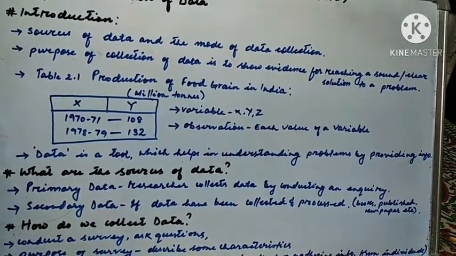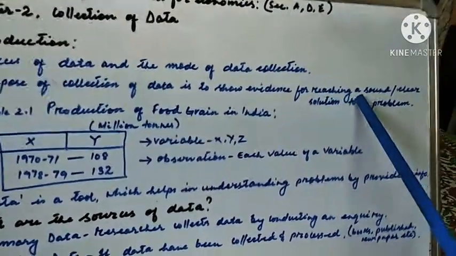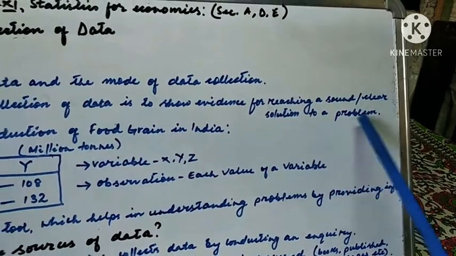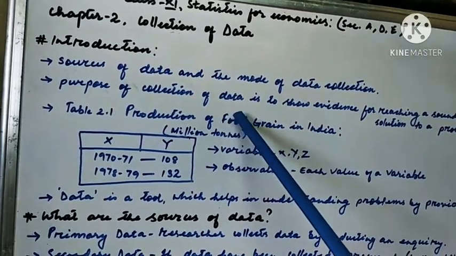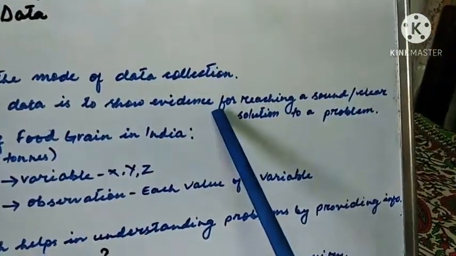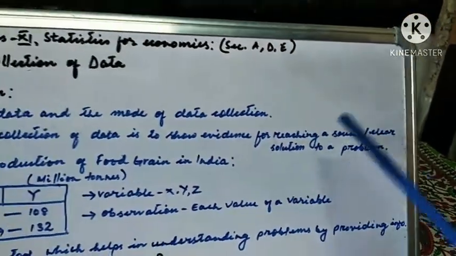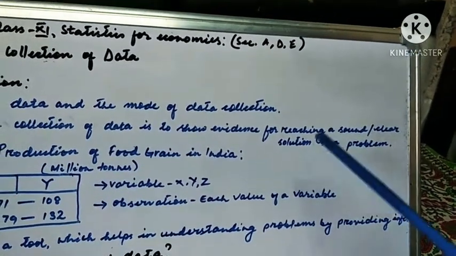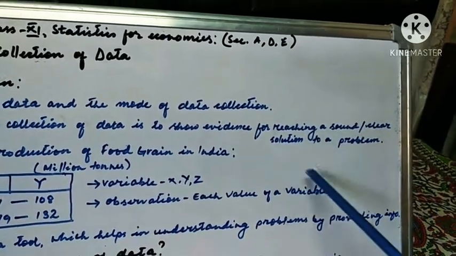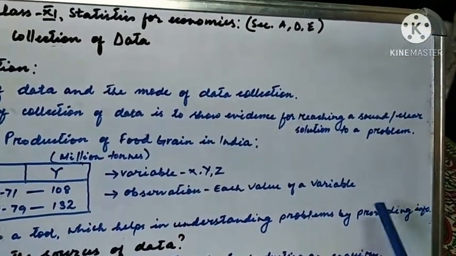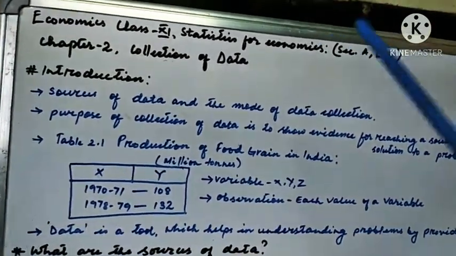Here, the purpose of collection of data is to show evidence for reaching a sound and clear solution to a problem. So what is the purpose of collection of data? Why do we collect data? It is to show the evidence or proof for reaching a sound and clear solution to a problem. Without data, we cannot formulate any government action to solve the various economic problems. With the help of data, we are able to reach a sound and clear solution to a problem. That is why we collect data.